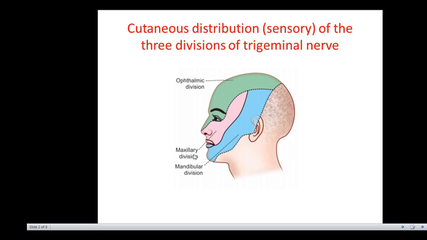Another division, that is the maxillary division. So from here to here, this is actually the maxillary division. One more division of the trigeminal nerve, that is the mandibular division, from here to here. So this is actually the mandibular division.